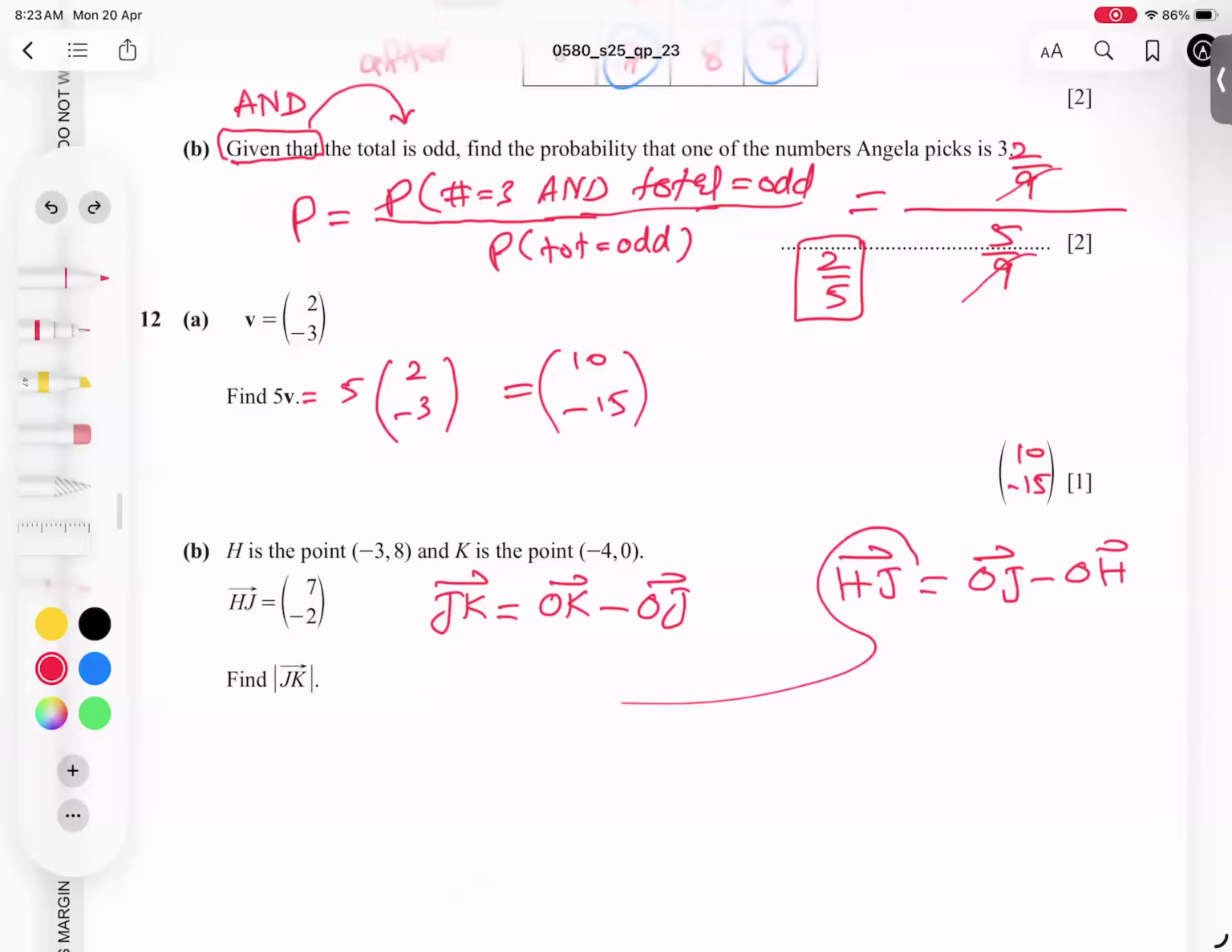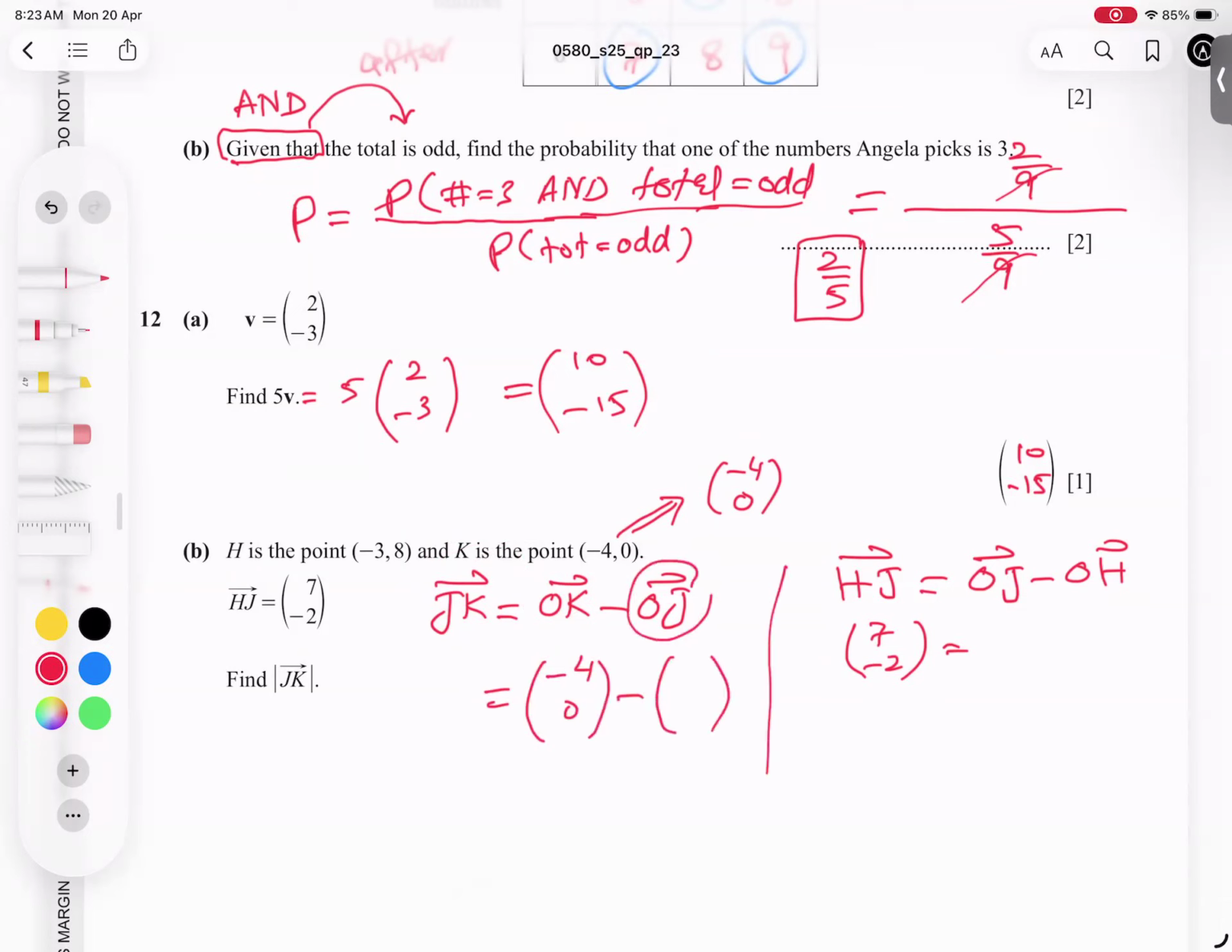Now HJ is this, 7, negative 2. I'm writing 7, negative 2. But what is my question? Do you have OK given? Yes, OK is given. This is coordinate form. If I put negative 4 on top and 0, this will become OK. So I'm writing here OK, and that is negative 4 and 0. The only part left is if I get OJ, my question will finish automatically. OJ is involved here and OH is here.